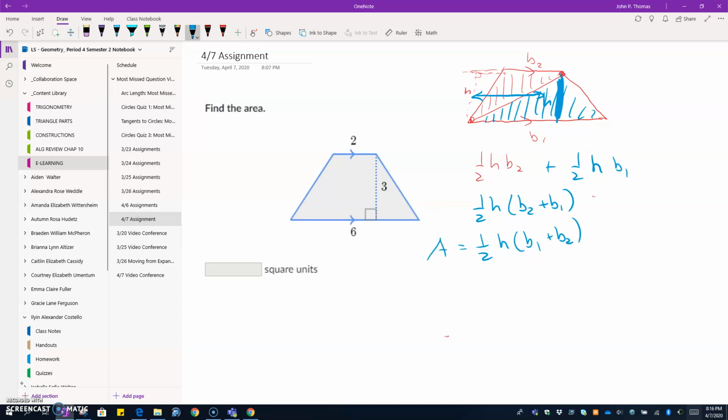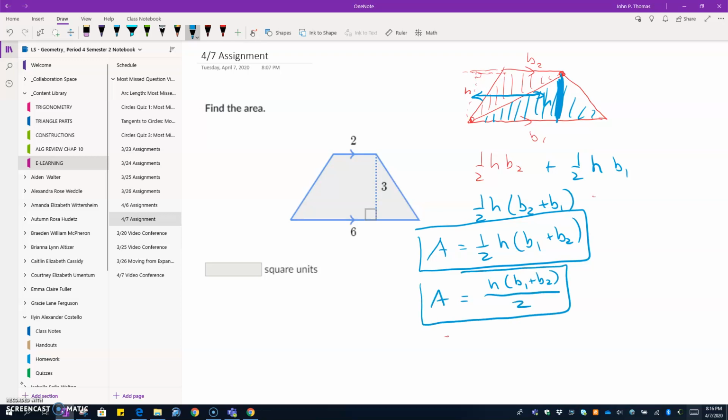This is the most common, and this is how I tend to look at it. But occasionally some books will take that 2 that's in the 1/2 and they'll just throw that in the bottom. So it'll be h times base 1 plus base 2 all over 2. Both of those are totally fine ways to approach it. I do tend towards the first one.